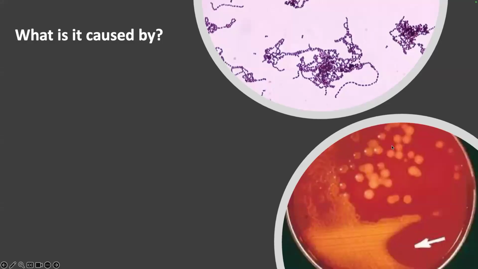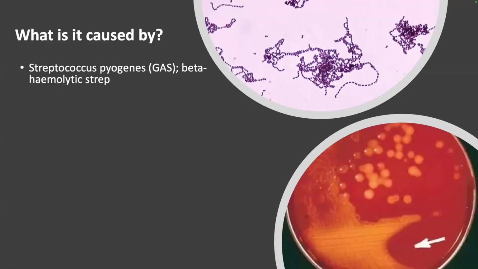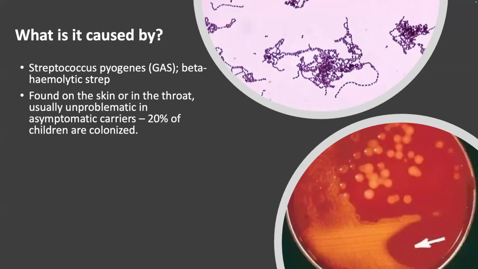So scarlet fever, we've established, is caused by group A strep, or strep pyogenes to give it its proper name. It's found on the skin or in the throat. Lots of people carry it, and usually about 20% of children are colonized with group A strep at any one time. Often it doesn't cause them any trouble, but for example, after a viral infection, particularly post-flu or post-chickenpox, that colonization can turn into infection.